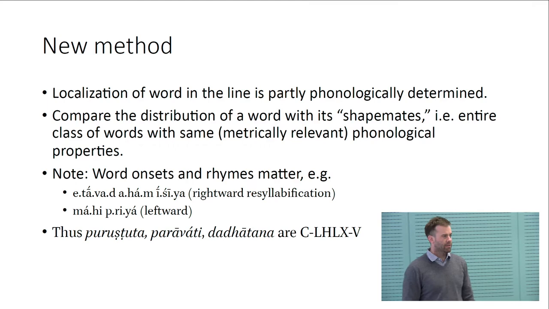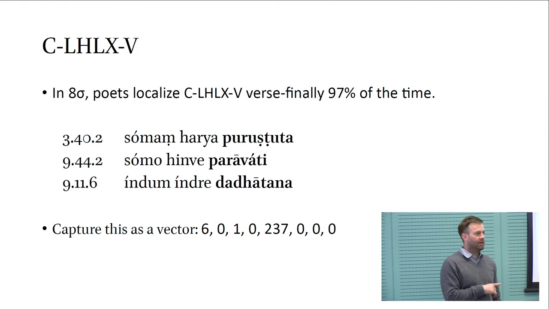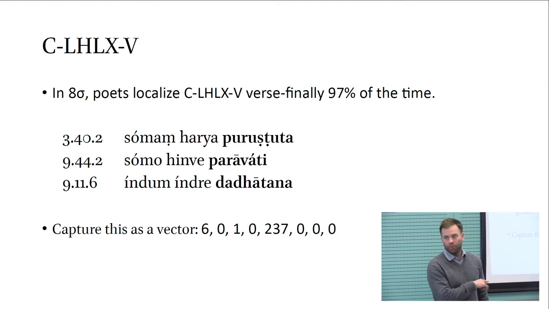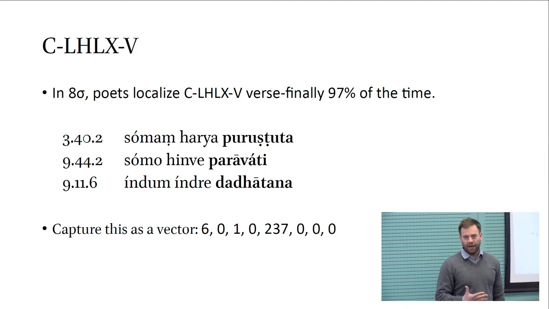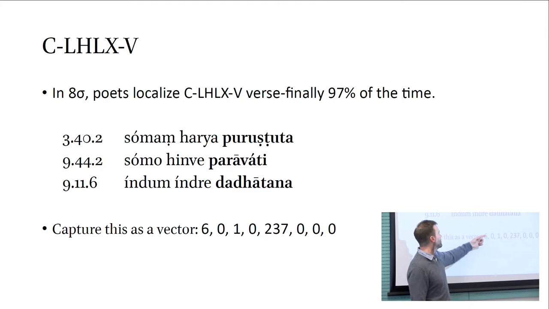And so, as you would probably have guessed, where the poets like to put this sort of shape is verse finally in eight-syllable verse, where it gives a nice iambic rhythm, purushtuta. And so what we'll do is look at all of them, and then we will express the localization pattern of that class as a vector, right? And so this just means that there are six that they put at the starting, in the first position of an eight-syllable verse. So the verse would start with purushtuta. You see that? You get a one in the first position, right?